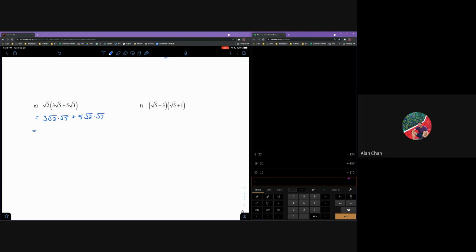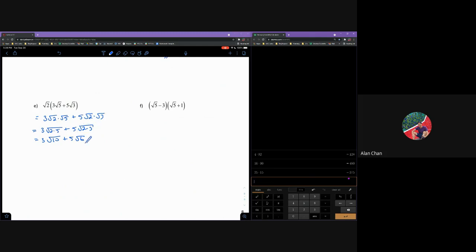At this step, hopefully you can see what to do. We have two square roots, right? So we can combine them under the same house. This is 2 root 2 times 5 plus 5 root 2 times 3. And this just turns into 3 root 10 plus 5 root 6. So again, when you have multiplication of square roots, you can combine them under the same roof.